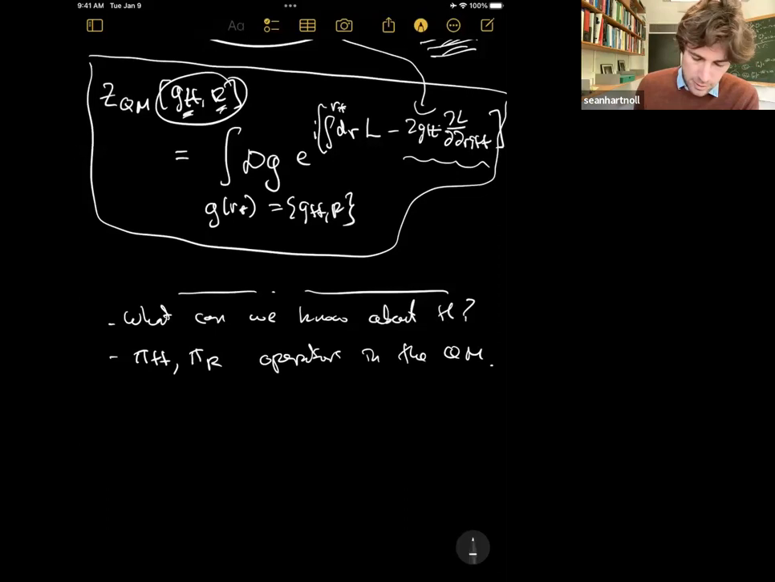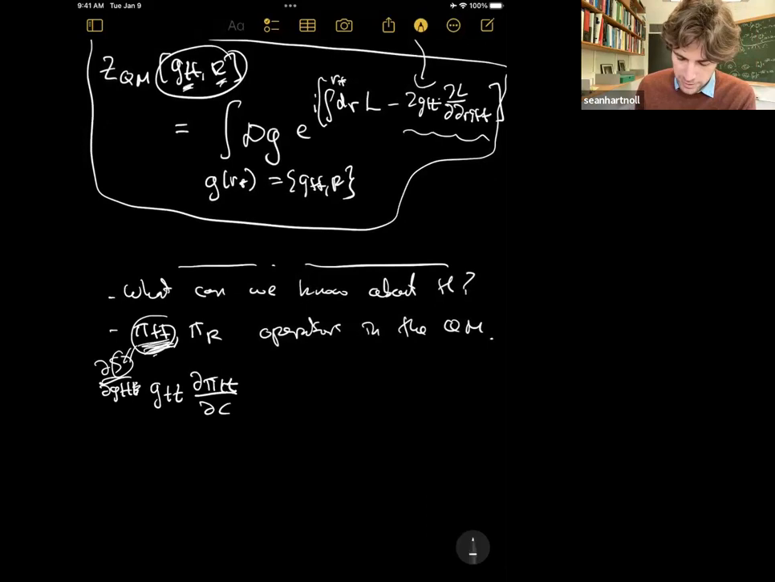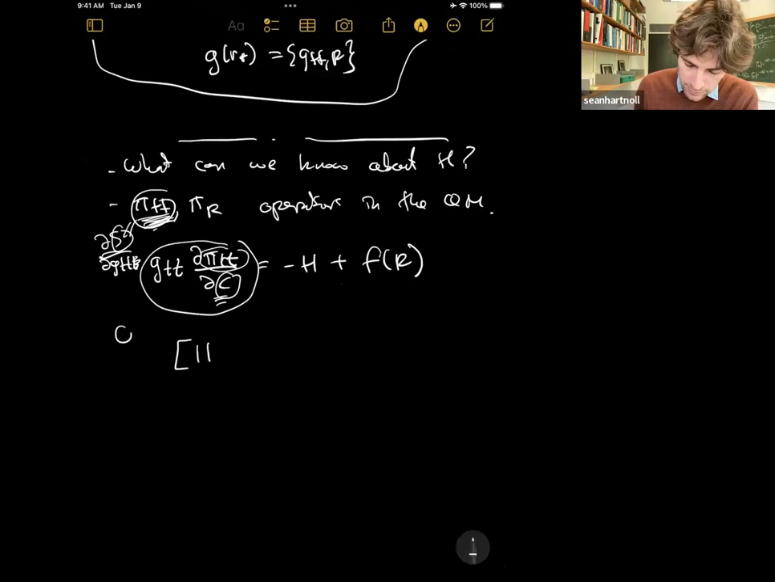Classically, from the bulk equations of motion, we know these, right? This pi tt is just dS/dGTT. So if we know S, we know the momentum. It's a known thing. And it obeys the following. You can differentiate with respect to C, and you find that it's minus H plus some function of r that I won't write. In the quantum mechanics, C is becoming time, and this is becoming an operator. And so what this will tell you is that in the quantum mechanics, the Heisenberg equation of motion, because H is conjugate to C, should be this.